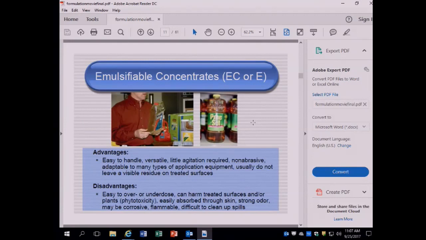Some of these materials that we'll talk about will be of an abrasive nature. In other words, they'll be kind of grainy, and that abrasiveness is tough on the equipment that you're using. If you're using some sort of mechanized equipment that has a pump, you don't want to use many abrasive materials because they tend to wear on your pump, on the impellers and things of that type. And that's what we're talking about with the types of application equipment. ECs or emulsifiable concentrates do not leave a visible residue on treated surfaces.